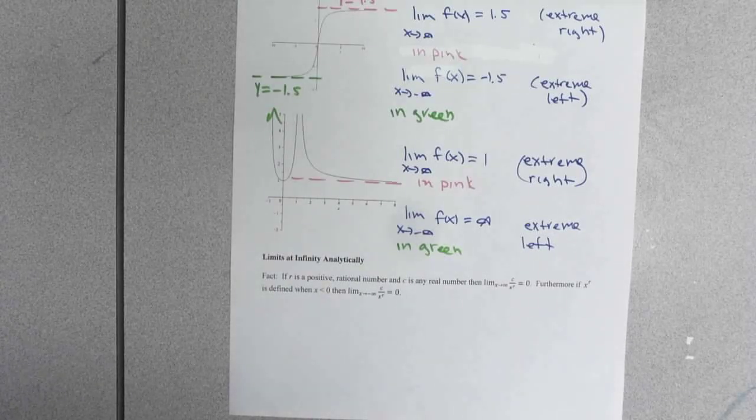If r is a positive rational number and c is any real number, then the limit as x goes to infinity of c over x to the r is 0. Furthermore, if x to the r is defined when x is less than 0, then the limit as x goes to negative infinity of c over x to the r is 0.